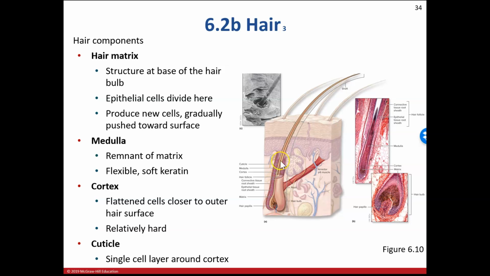In the center, we are going to have your medulla. This is the remnant of our matrix as it moves up. It's going to be flexible, and we have soft keratin in here. Outside of that, we have the cortex, which is flattened cells that are closer to the outer hair surface, and it's relatively hard. And then we have the cuticle on the outside here, and this is just a single cell layer that surrounds the cortex. You may have seen in hair commercials when they zoom in on hair, these cuticles sometimes look like roof shingles sitting on top of one another.